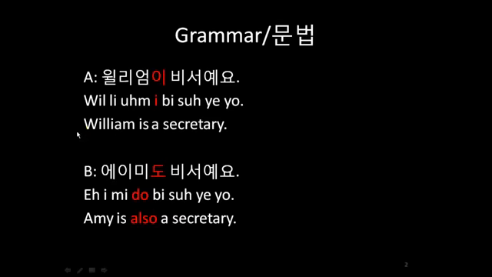So let's try reading sentence A. 윌리엄이 비서예요. This sentence means William is a secretary. Now try reading sentence B. 에이미도 비서예요, which means Amy is also a secretary. Notice how there is no subject marker after Amy. It's just the particle 도.